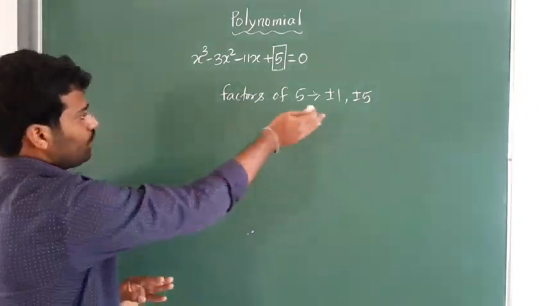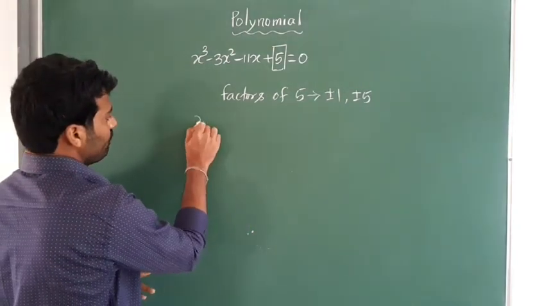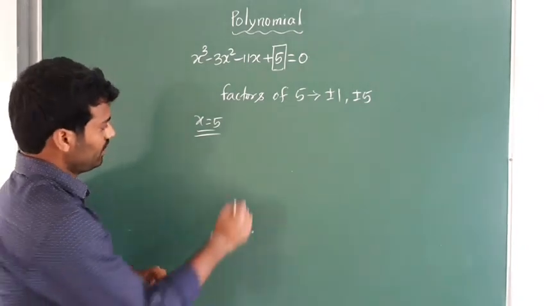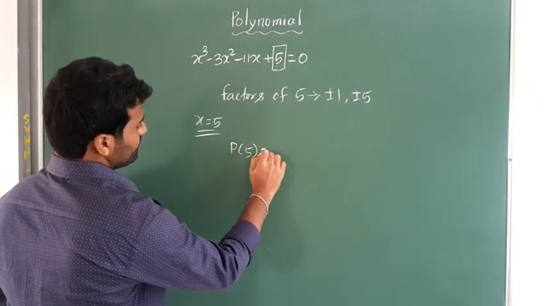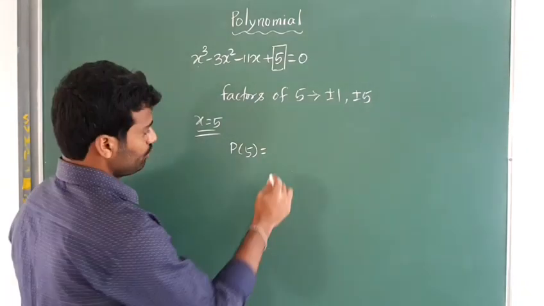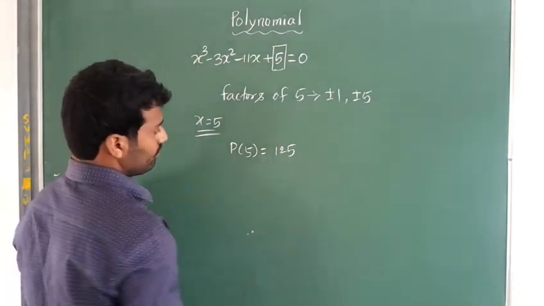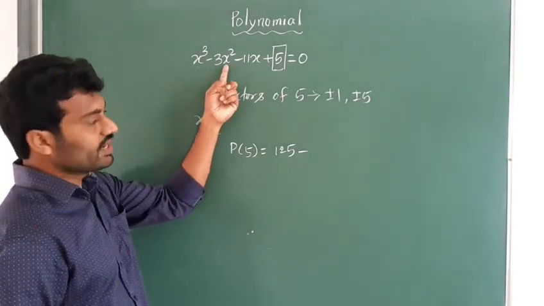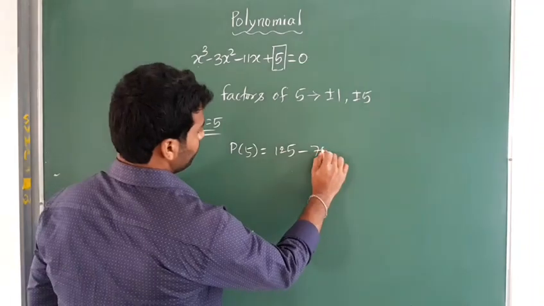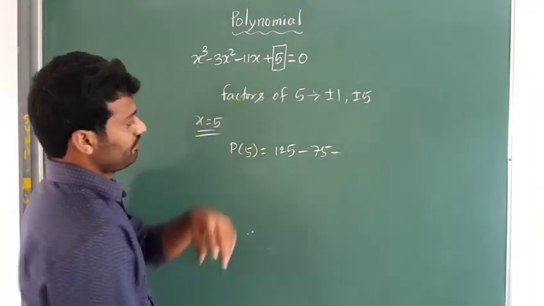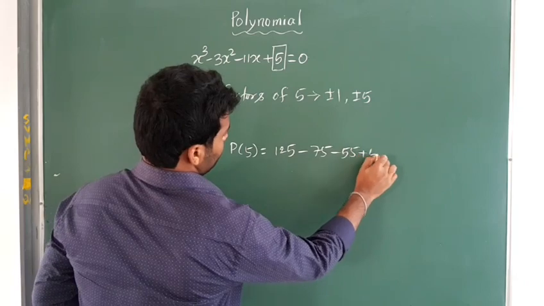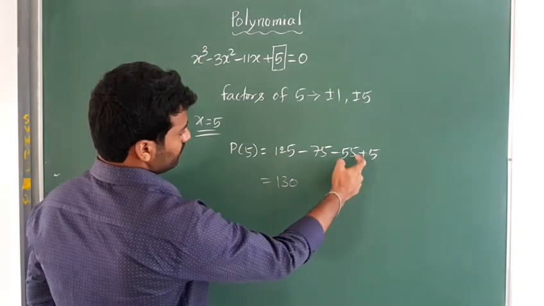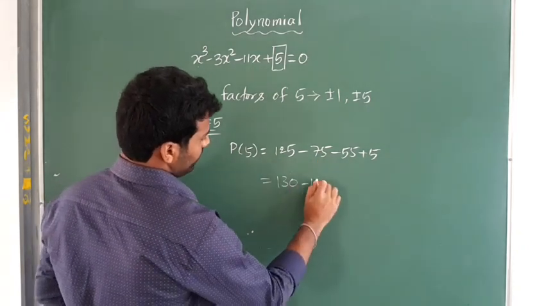So directly, without wasting your time, I will go with x equals 5. Substituting this, p of 5 is equal to x cube, 5 cube is 125, minus 5 square is 25, 25 into 3 is 75, minus 11 into 5 is 55, plus 5. Clear or not? Positives and negatives: 125 plus 5 is 130, 75 plus 55 is 130, 130 minus 130.